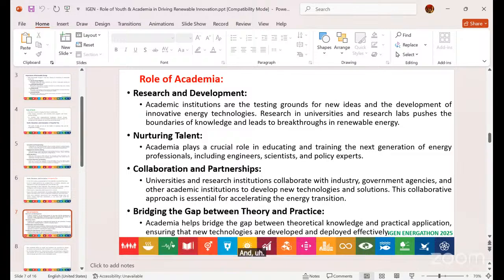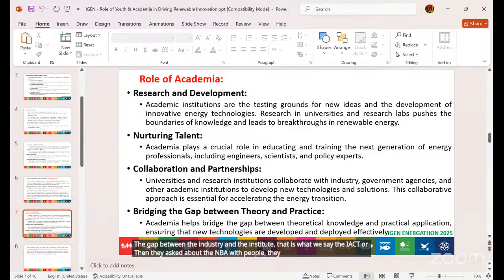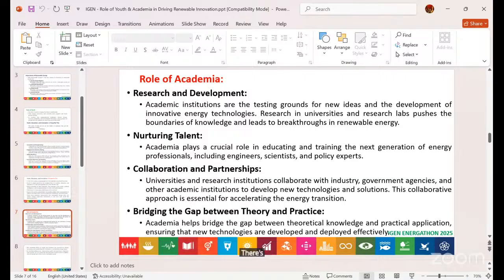And once it is done, the gap between the industry and the institute closes. That is what the NAAC and the NBA people ask about, the industry-institute collaboration or industry-institute interaction, nowadays called internships for the students. So the academia helps to bridge the gap.